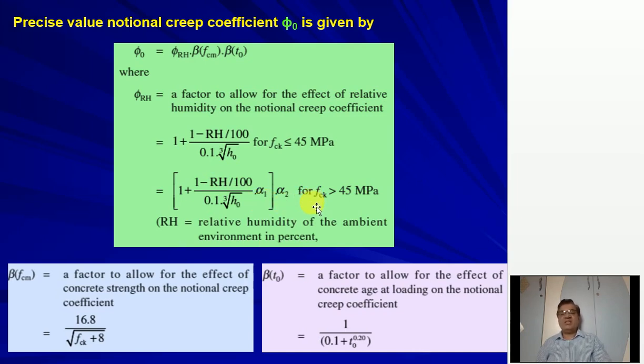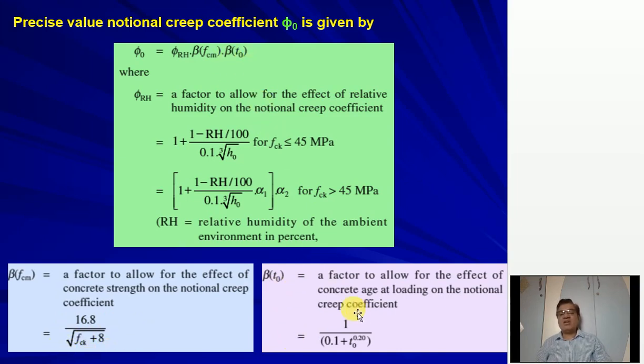Well, that we'll see in the next slide. Okay, what is alpha 1 and alpha 2 and how to calculate that. Well, here beta FCM is given by this equation, and this is the factor to allow for the effect of concrete strength on the notional creep coefficient. So this is 16.8 divided by the square root of FCK plus 8.